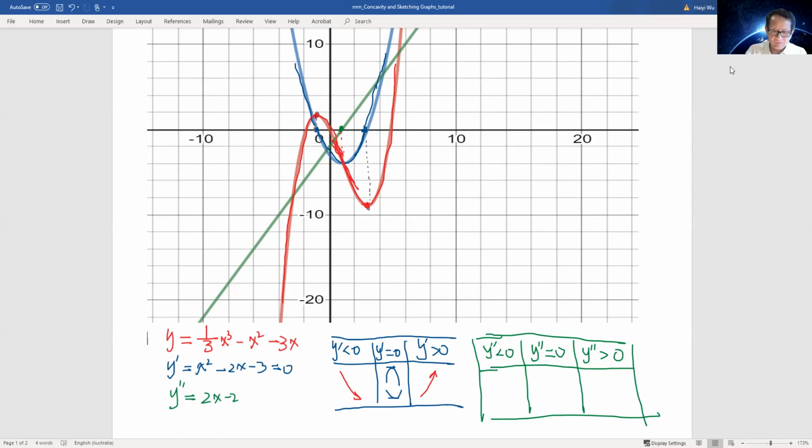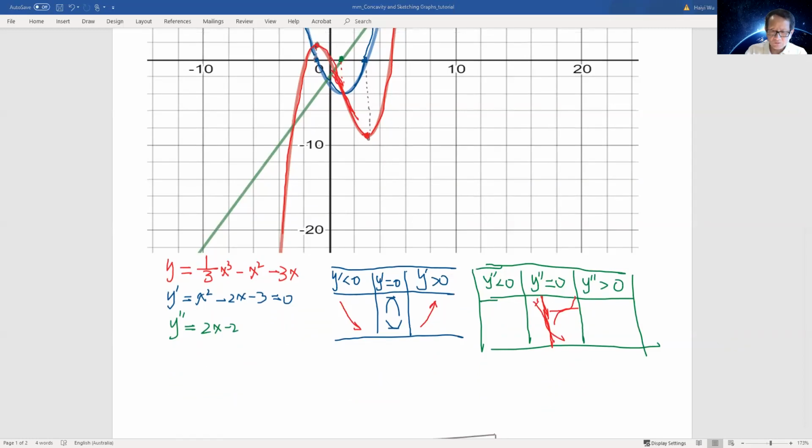What I mean by that is the graph goes something like that. The point of inflection is where the graph inflects at this point. There are some other situations called horizontal point of inflection. So in this case, we call it a point of inflection.